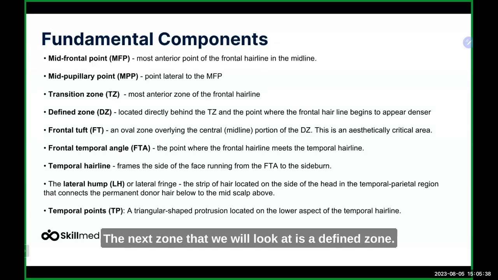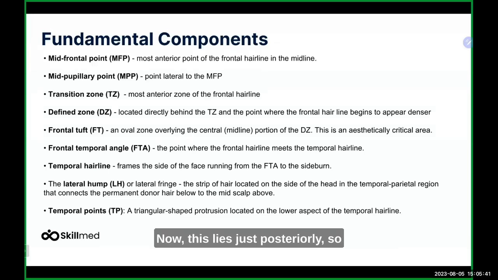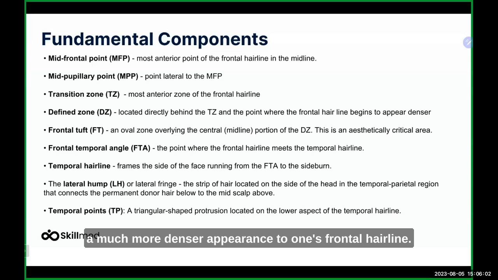The next zone that we will look at is the defined zone. This lies just posteriorly, directly behind the transition zone. And this is where the frontal hairline begins to appear a lot more dense. So you've got your soft single hair follicles within the transition zone. And as we reach our defined zone, we've got our doubles and our triples. And this gives us a much denser appearance to one's frontal hairline.